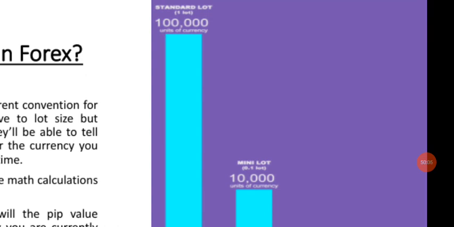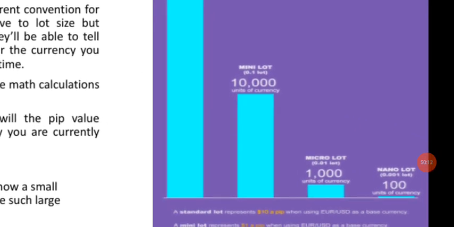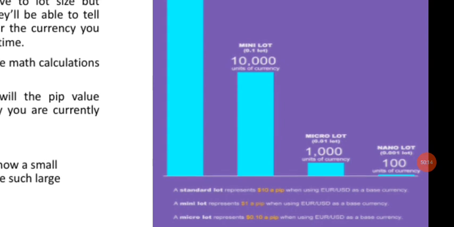You have one lot, we call it one lot. That's 100,000 units. Your mini lot size, we call it a 0.1 lot of 10,000 units. Your micro lot size is 0.01 lots of 1,000 units. And your nano lot size is 0.001 lots of 100 units. And you can see that's just explanation here.